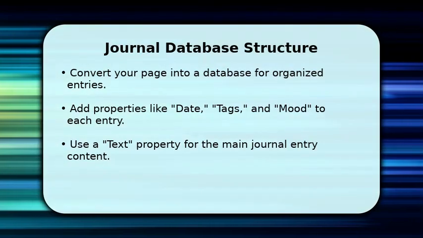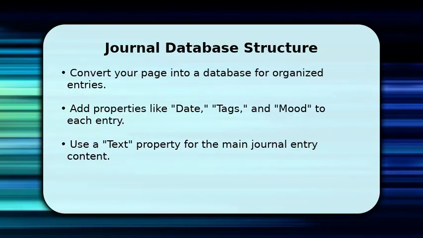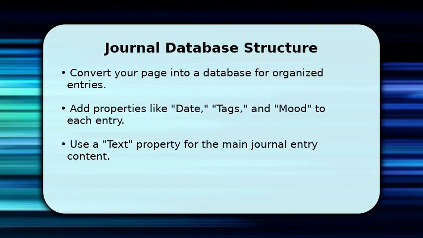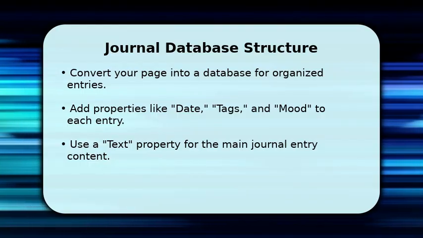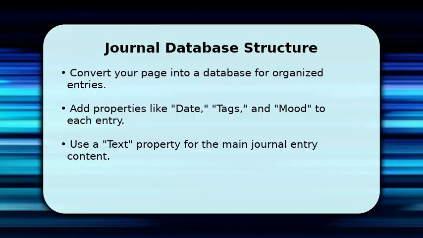Next, transform your page into a database. This is crucial for organizing your thoughts efficiently. Add essential properties to each entry, such as a date property to track when you write, tags for categorizing themes, and a mood property to reflect your feelings. For your actual journal entry, use a text property. This structure allows for easy filtering and sorting later on, making your journal a powerful tool for self-discovery.